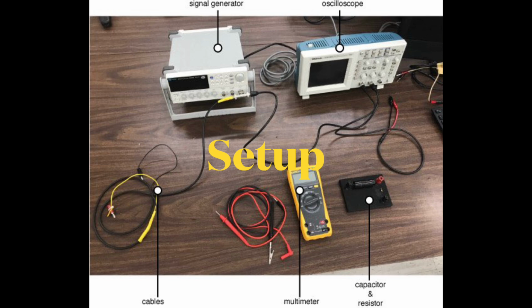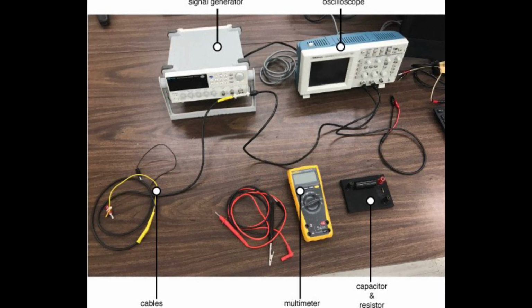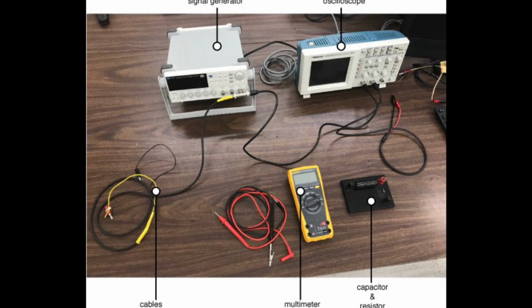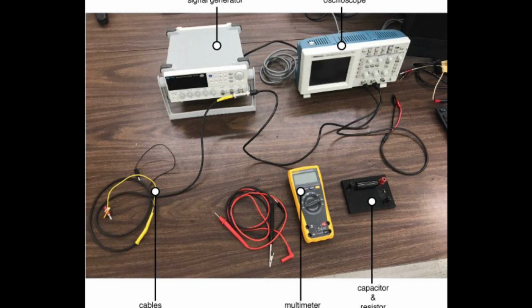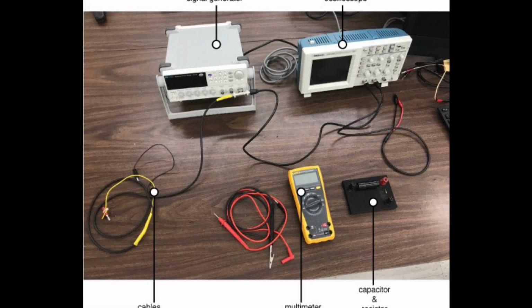For this experiment, the materials needed are a 9-volt battery, breadboard, wires, resistors ranging between 1000 and 1 million ohms, a 470 microfarad capacitor, and an oscilloscope.